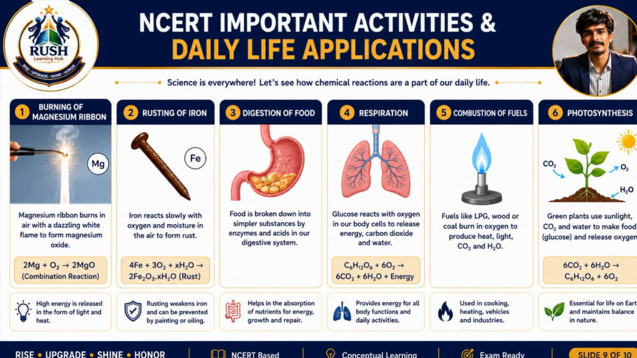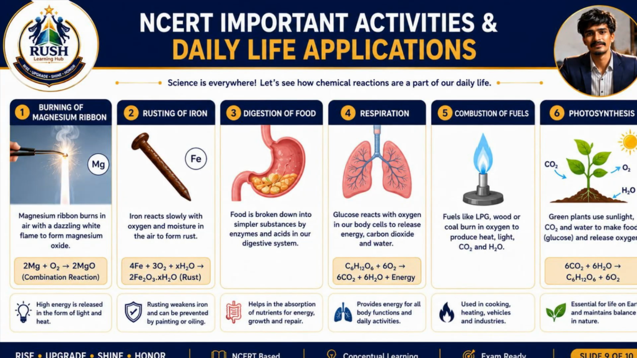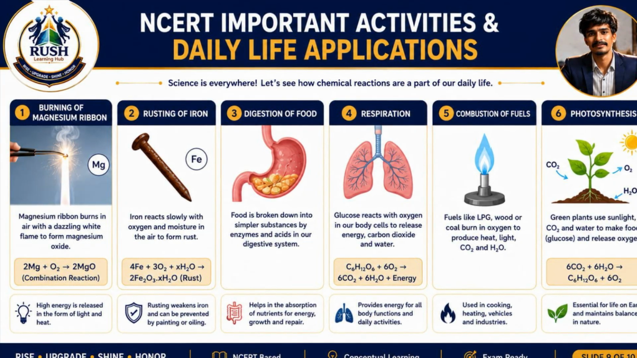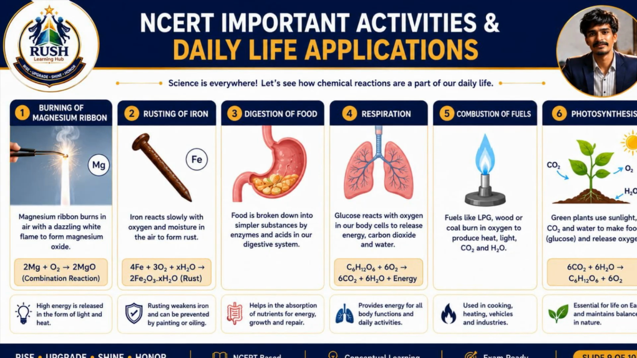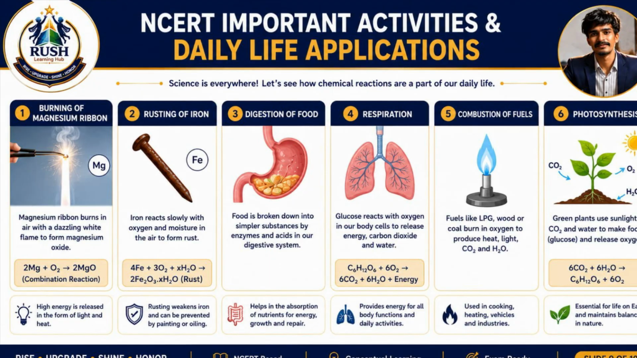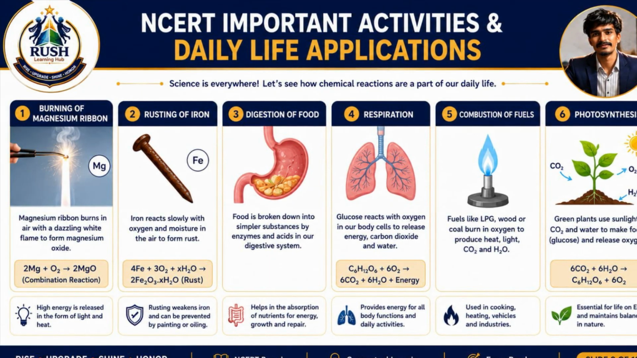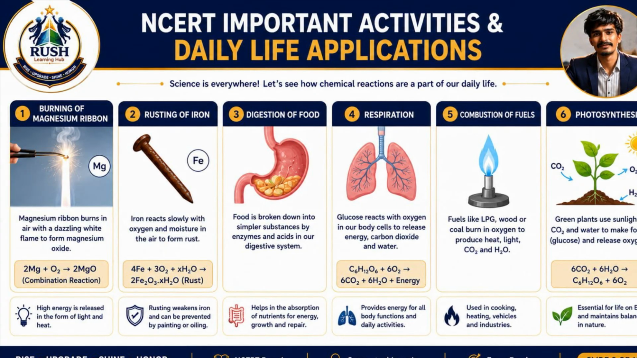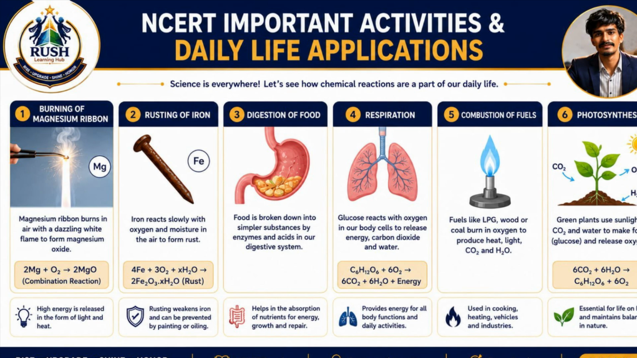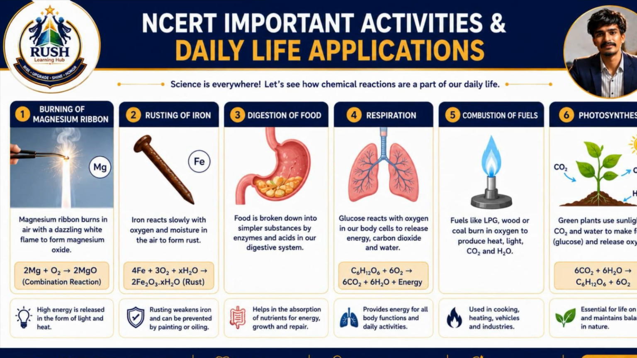Now, let's look at digestion of food. In our digestive system, complex food molecules are broken down into simpler substances by enzymes and acids, making nutrients available for absorption. Another important process is respiration. Inside our body cells, glucose reacts with oxygen to release energy needed for all life activities, producing carbon dioxide and water as byproducts. Moving on to combustion of fuels.